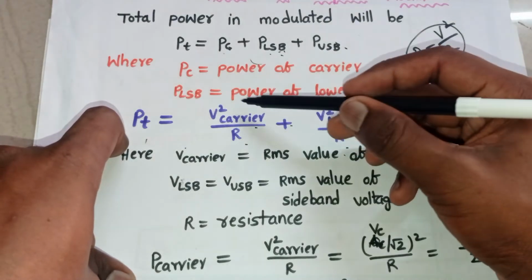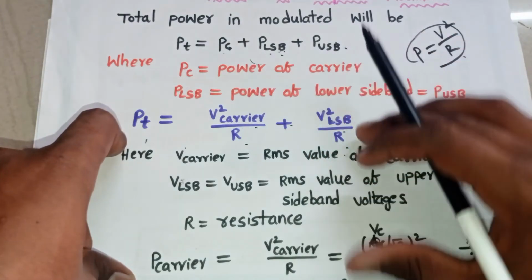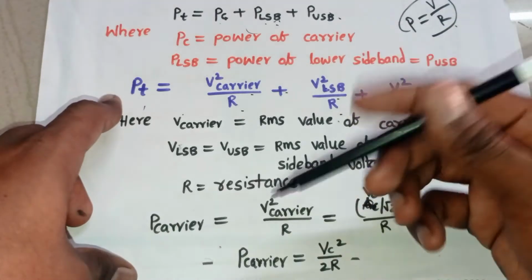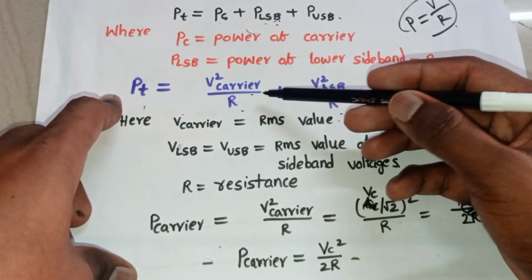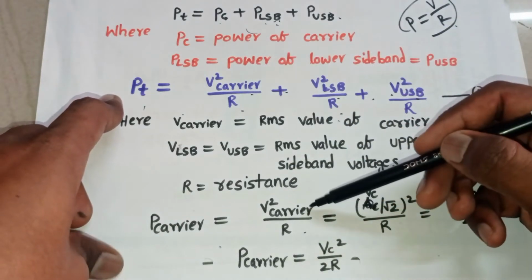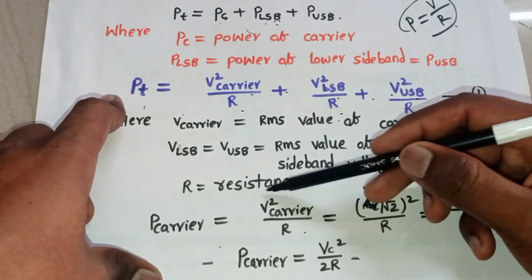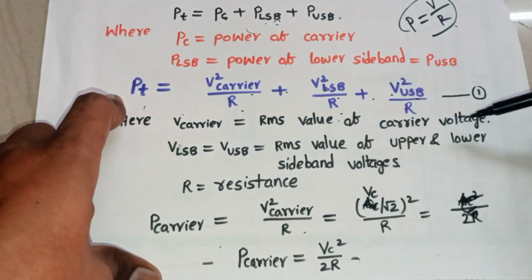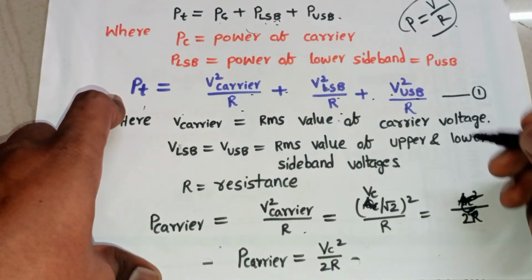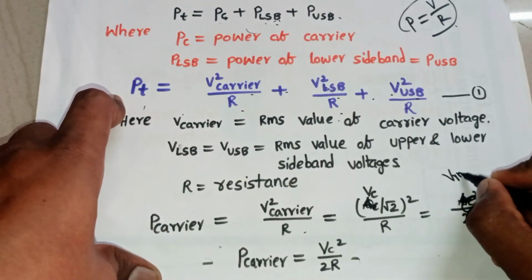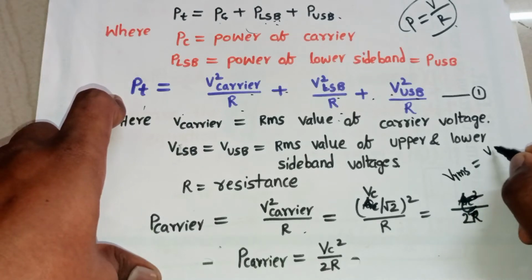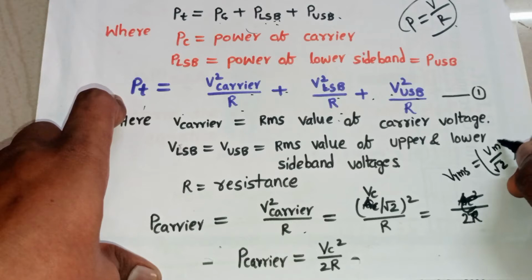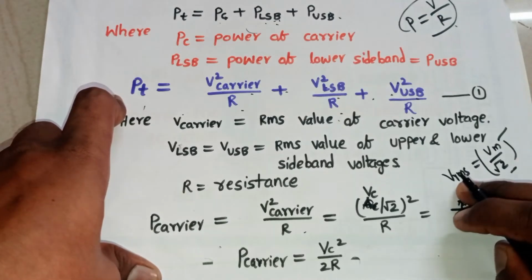That's why first we need to know the carrier power, that is P carrier equals V square carrier by R. Here V carrier is the RMS value of the carrier voltage. What is the RMS value? VRMS equals Vm by root 2. This is the formula. Here Vm is the actual voltage, and Vm by root 2 is the RMS value of that voltage.